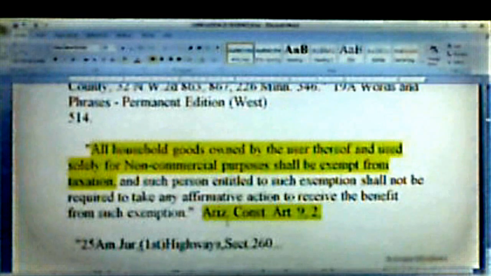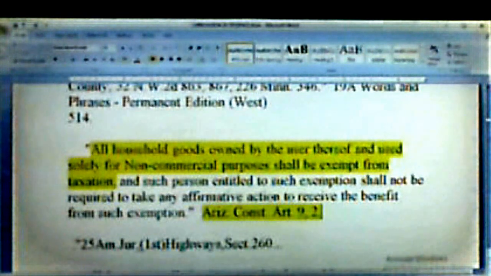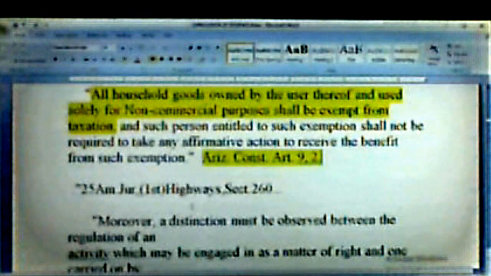Okay, now stop and think about that. Because what is it when you go get license plates? Alright? When you go get a license plate, that's an excise tax. Right? In other words, they're charging you for a commercial use, because that's the only thing that they can lay an excise tax on is commercially used property. It's the same with your property tax. Okay.